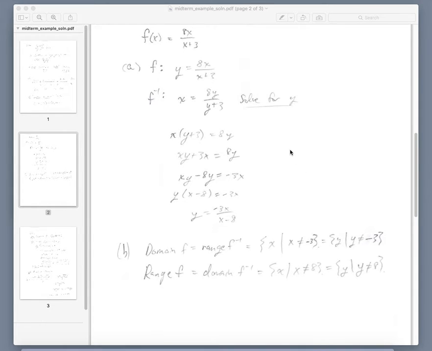Okay. The second part of that problem had to do with the domain and range of f and f inverse. Well, here's the thing about it. The domain of f is equal to the range of f inverse. They swap inputs for outputs, basically.